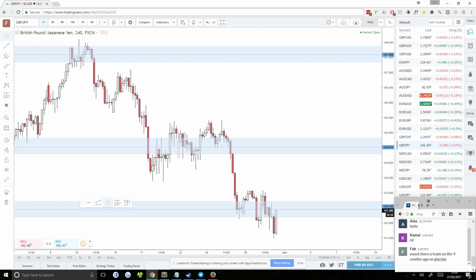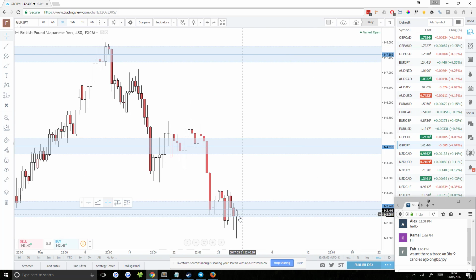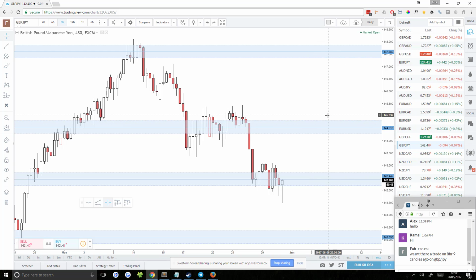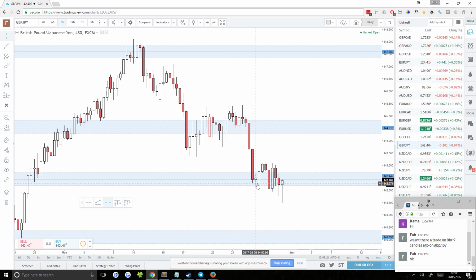Wasn't there a trade on the 8 hour, 9 candles ago? So this one. Yeah, I guess that's a reversal setup. 9 candles ago. Well, that was a Friday, so this would have been taken on the Monday, because that's a weekend split. Yeah, that is a weekend split.